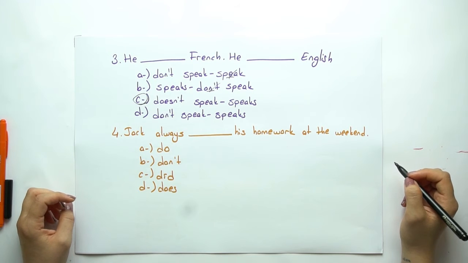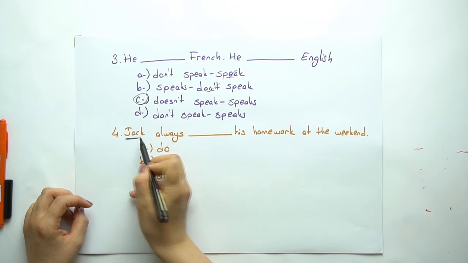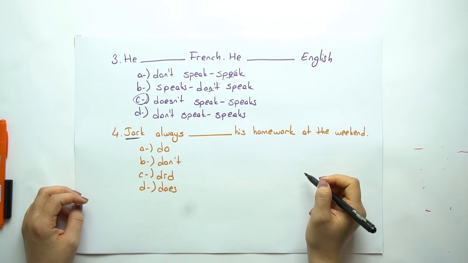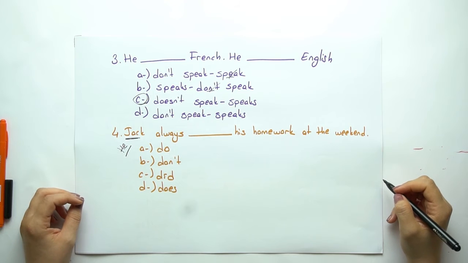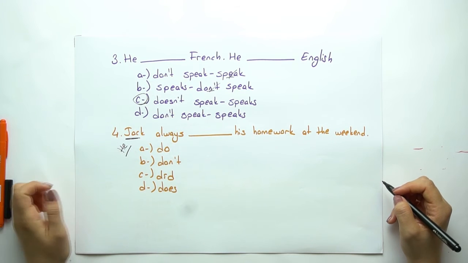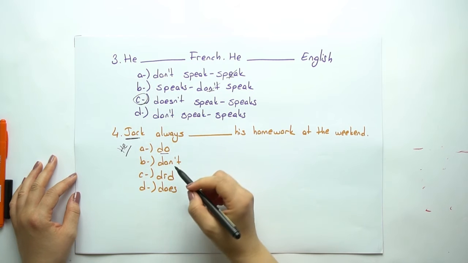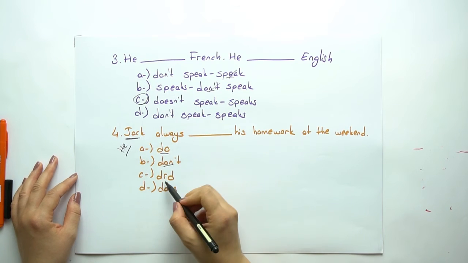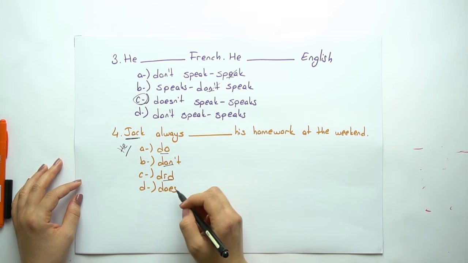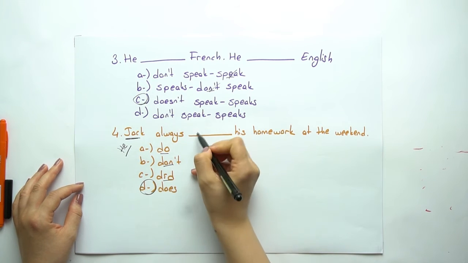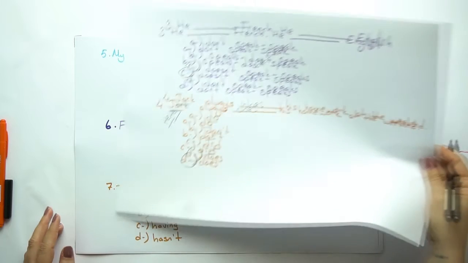Four. Jack always blah blah his homework at the weekend. Jack, it's a name, and Jack refers to he subject pronoun. So we need to find something according to he subject. We can't say do. We can't say don't with he. This is not even possible here. So our answer should be does. Jack always does his homework at the weekend.